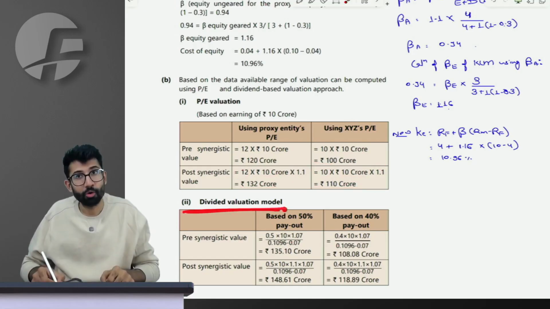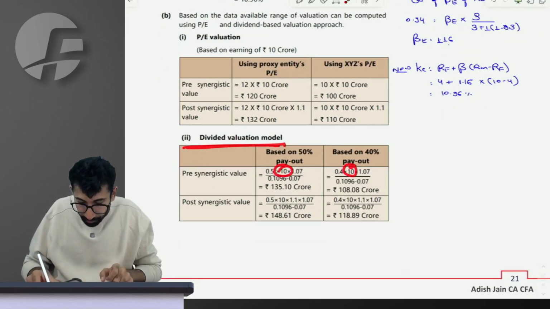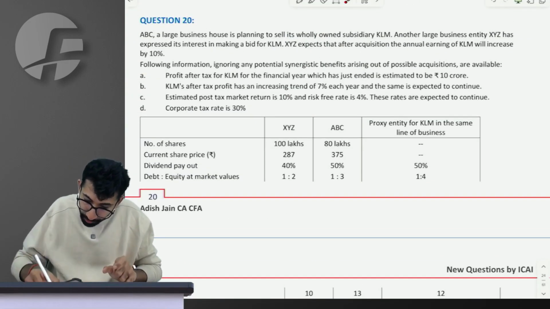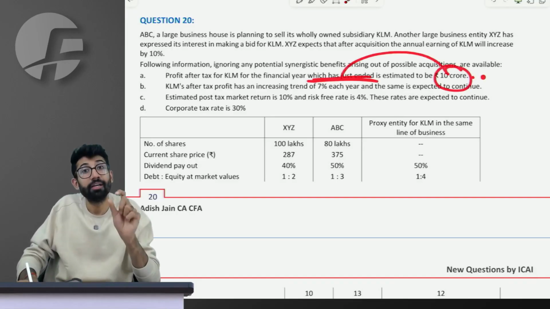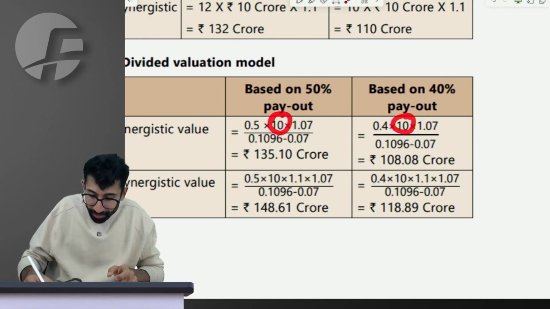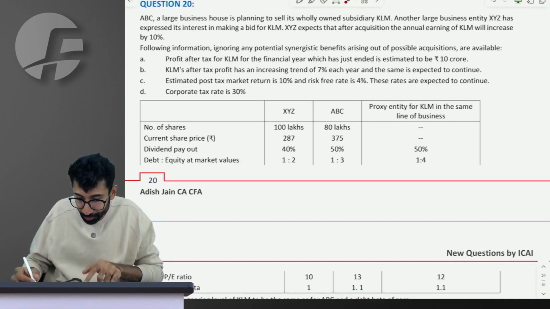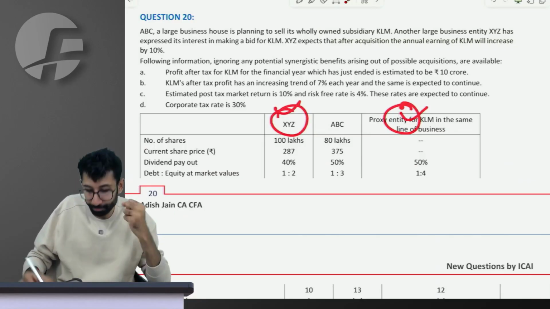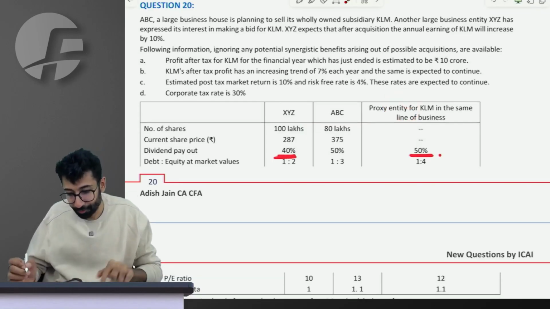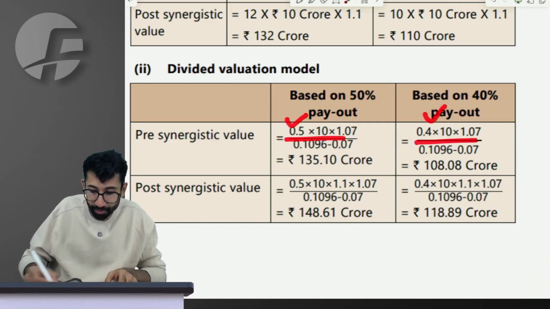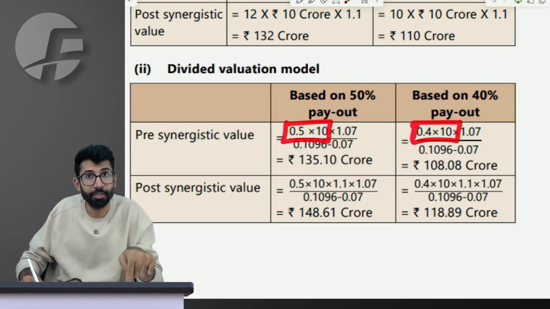Sir, dividend valuation model. Whatever is the amount of profit, that is the year just ended profit, which has been given. Earnings 0 has been given, so 10 crore is the earning of year 0. Sir, multiplying by the payout. Now two possibilities of payout: the payout of the proxy entity and the payout of the buyer of KLM, the new company. If 40% is paid out, and then 50% paid out, both are possibilities. If you pay 50% and if you pay 40%, I get the amount of dividend. Earning into payout ratio is the amount of dividend of year 0.